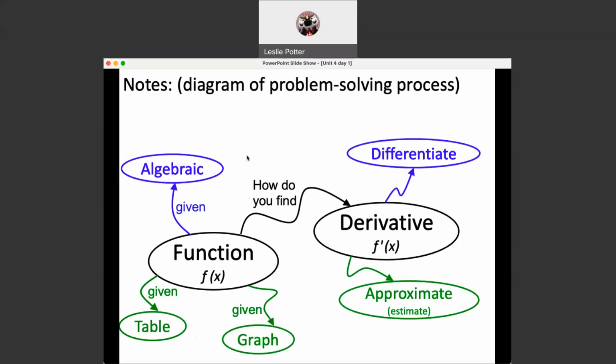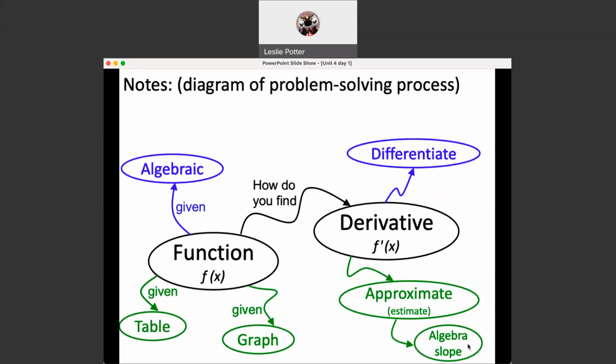If you are given an algebraic expression, notice the color coding here, if you have an f of x equals, then you can use your derivative rules and differentiate that and get a real live instantaneous expression for the derivative. So it's just a way of navigating what direction you're going. Either you're going in an algebraic direction, where we're using derivative rules, or we're going in an approximation direction, which is where we're using our algebra.